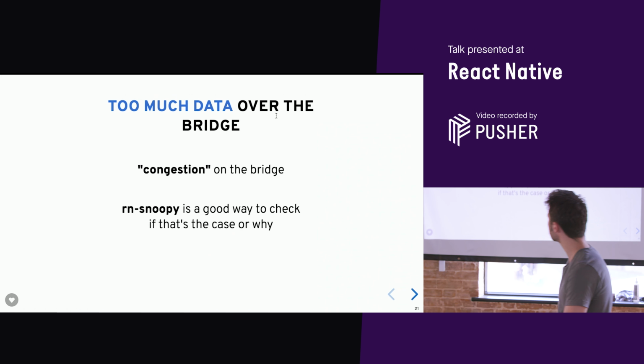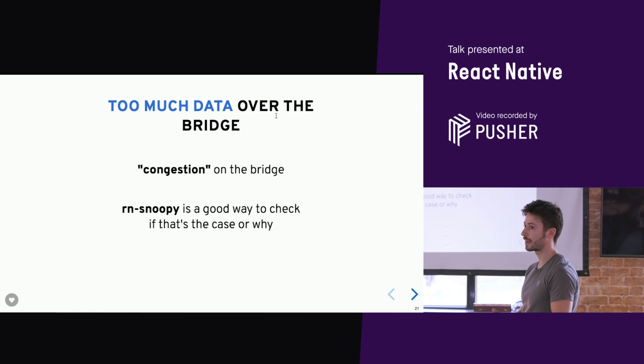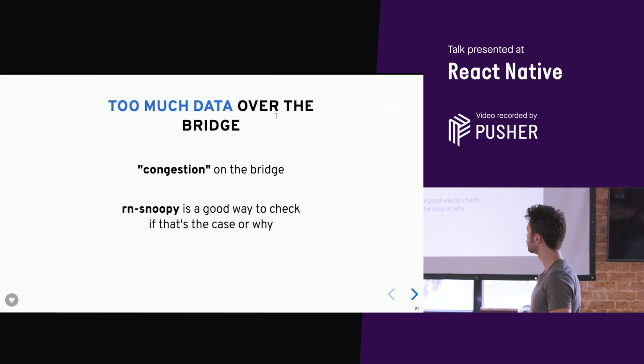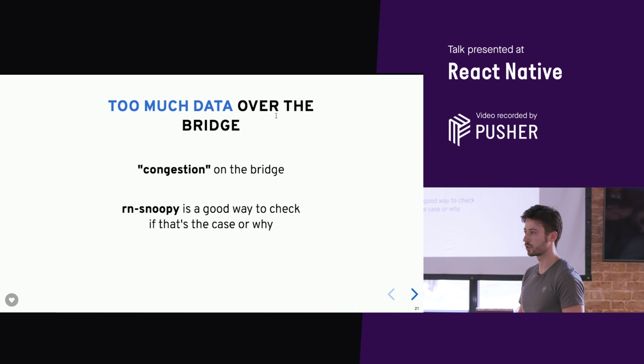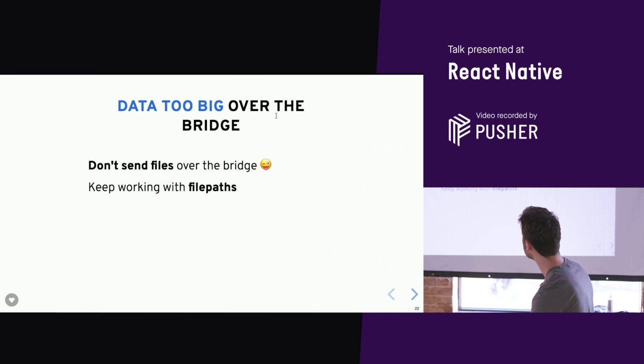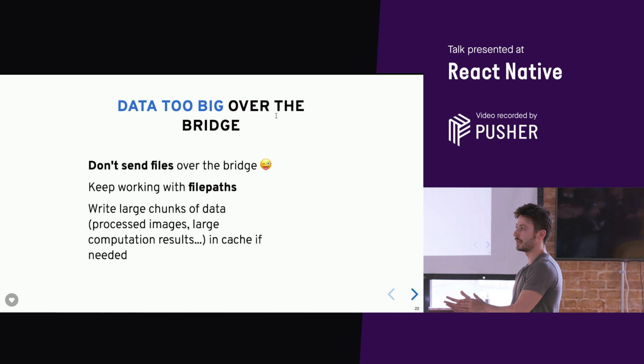Next thing is make sure to check that you're not sending too much data over the bridge. You can have congestion on the bridge, so you can use the profiler that I just showed before, RN Snoopy, to see if that's the case or not. I think that's not really a problem, except if you're streaming or sending in real time a lot of data from your native parts.